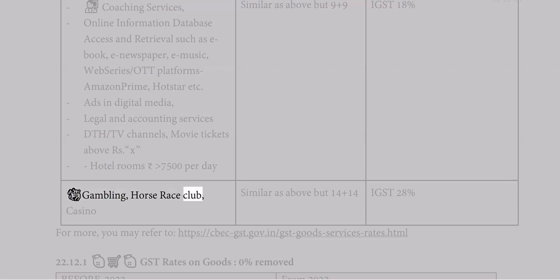Gambling, horse race club, casino: similar as above, but 14 plus 14, IGST 28%. For more, you may refer to https://cbec.gov.in/gst-goods-services-rates.html.